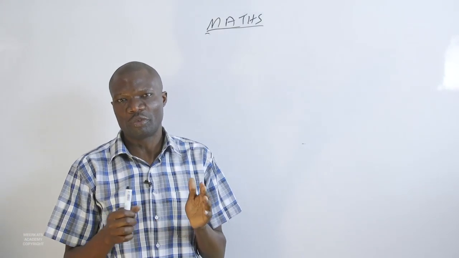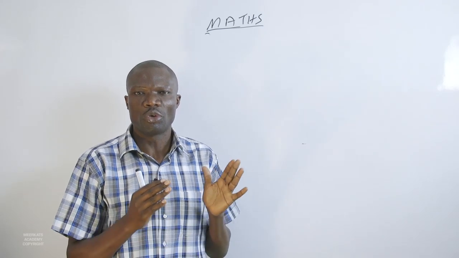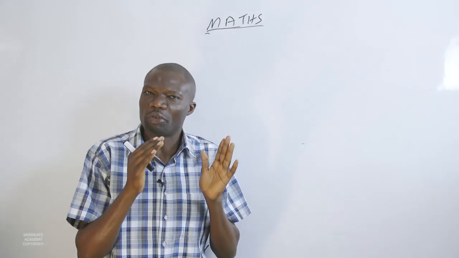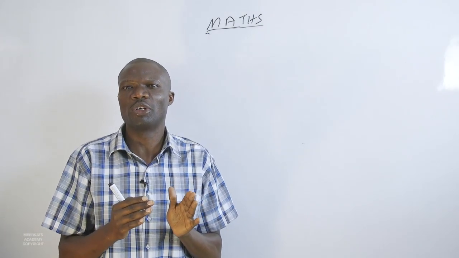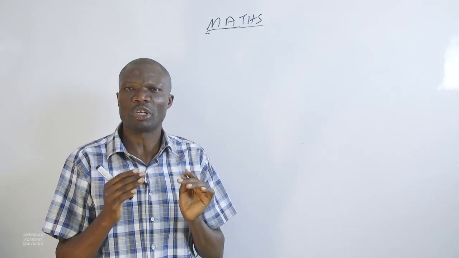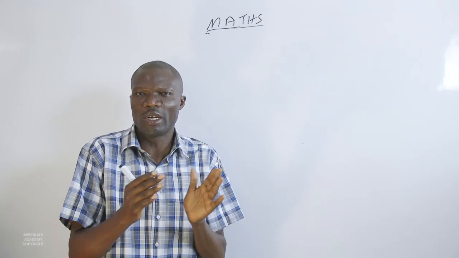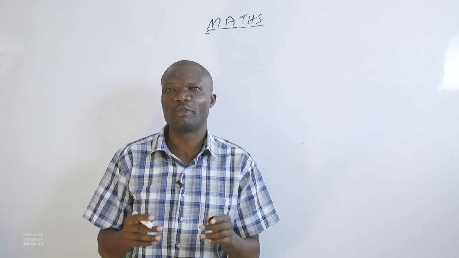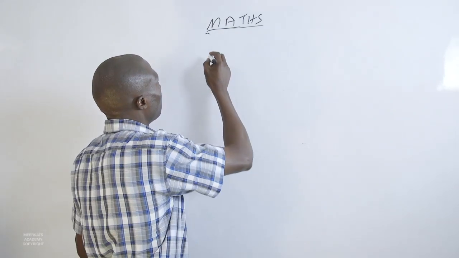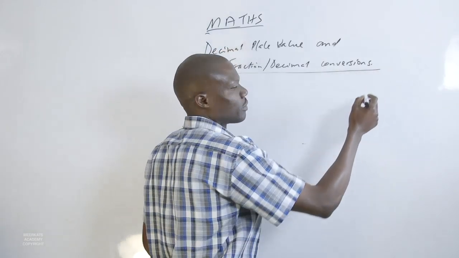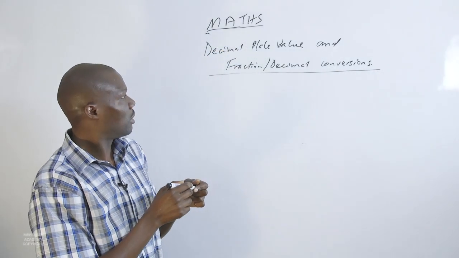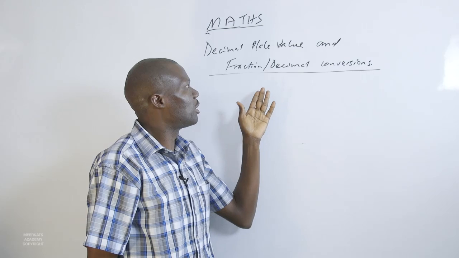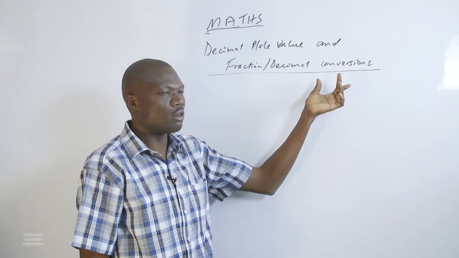Having said that about fractions, I want to believe you are comfortable with any computations involving fractions. Now, fractions are also related to another subtopic that we call decimals. So how do we relate these two? I want us to look at decimals, place value, and fraction or decimal conversions.